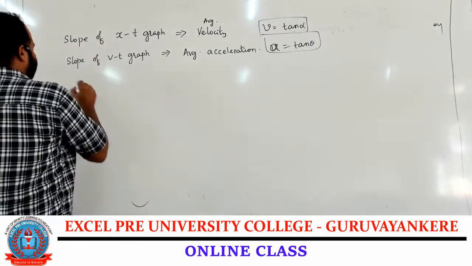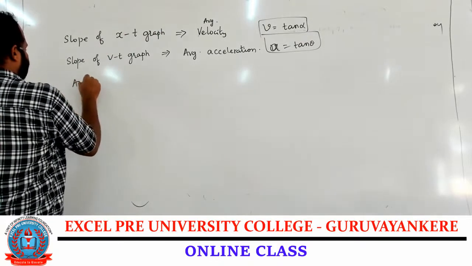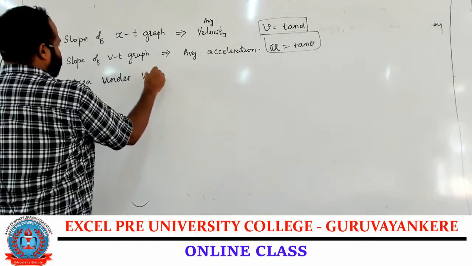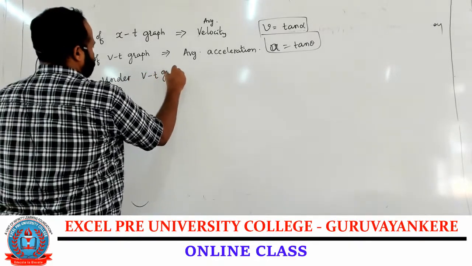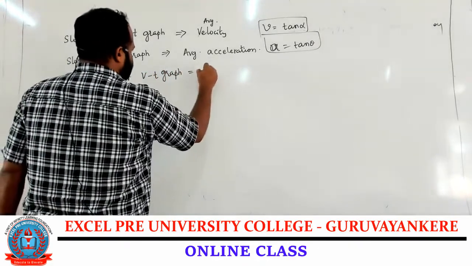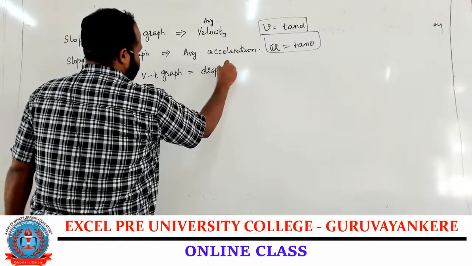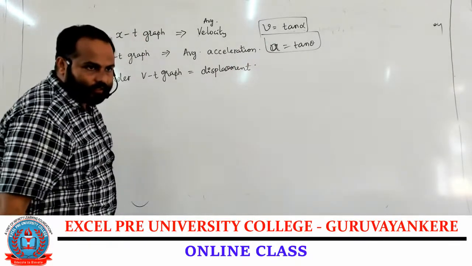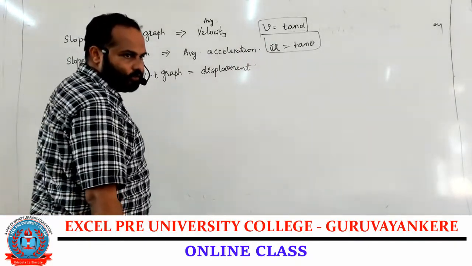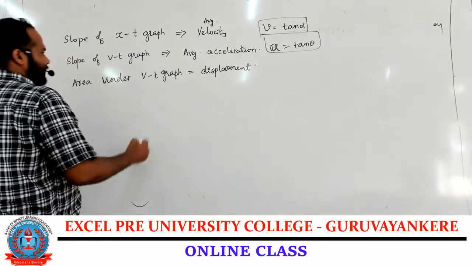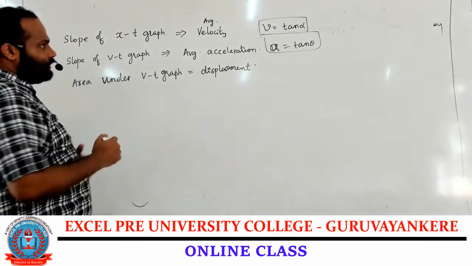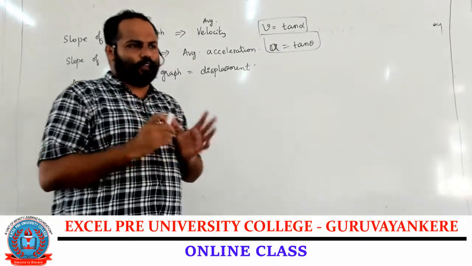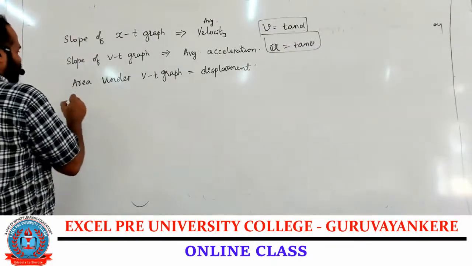Next, area under VT graph. Area under velocity time graph gives what? Displacement. This also we have proved. Velocity time graph. I hope all of you understanding what we have studied the last class. I am just trying to refresh because we are going to solve at least 2 or 3 problems on this. Okay.